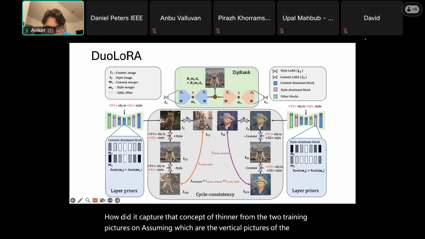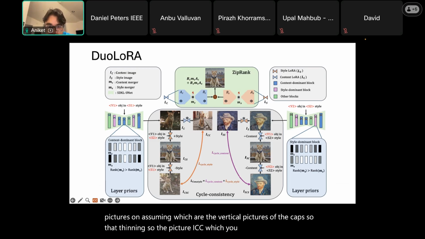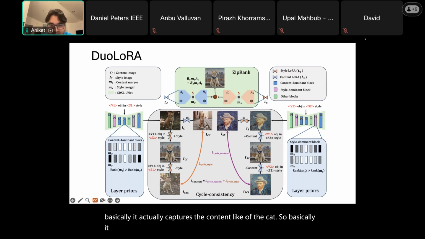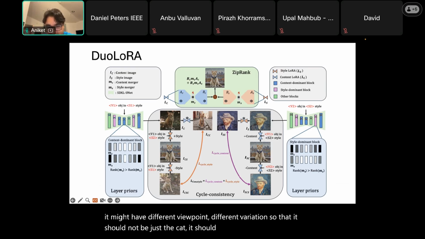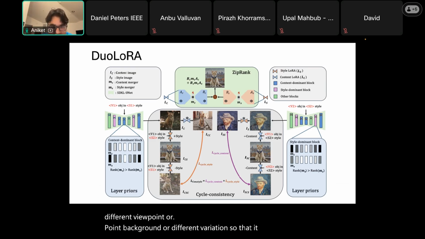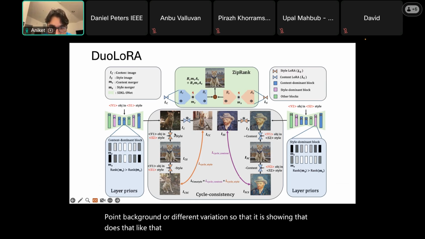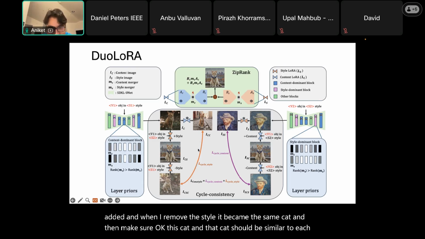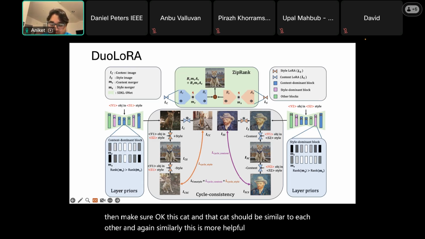So the thinning, in the picture I_CC, which you call thinning, it actually captures the content of the cat. It might have different viewpoints and different variations, so that it should not be just the cat. It should capture the cat in different viewpoints or different backgrounds or different variations. And when I add such style details, making it I_CS, some style is added, and when I remove the style, it becomes the same cat. They make sure this cat and that cat should be similar to each other. And again, similarly, this is more helpful when you are using very few examples.